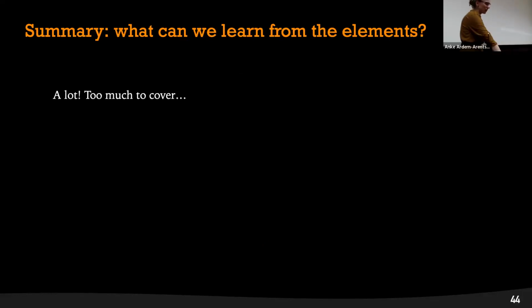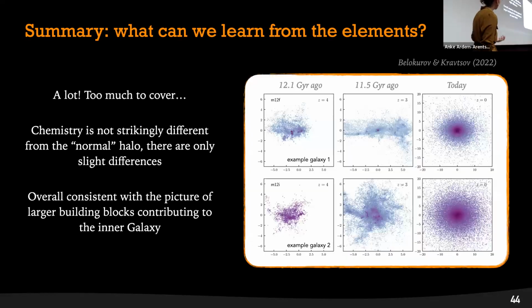So just a summary, what we can learn from the different elements. There's too much to cover in the inner galaxy, but overall, the abundances are not strikingly different from the normal stars. There are only small hints at differences. And overall, it's consistent with the picture that there were larger building blocks contributing to the inner galaxy than to the rest of the halo. But it is still this very chaotic phase that likely formed this component.